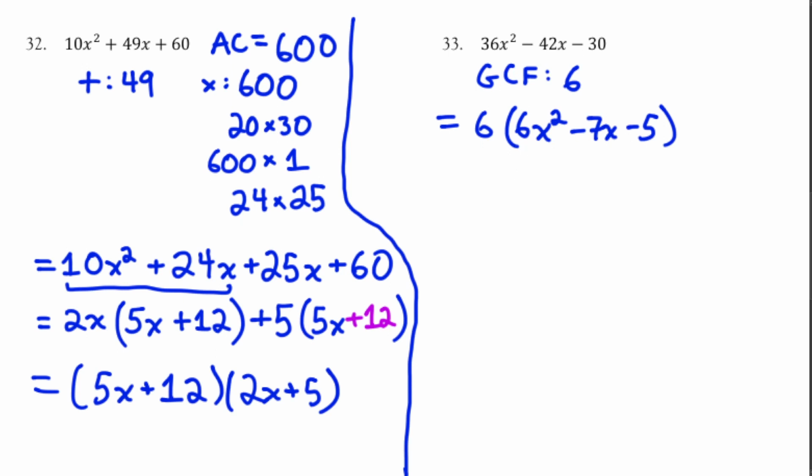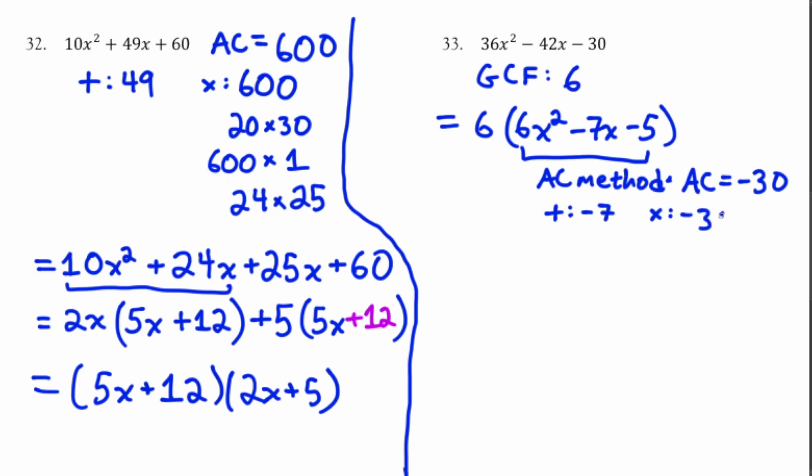It might make your life a little bit easier before you do the hard method. Then we'll do the hard method, namely the AC method, on just this part. The final answer will have a 6 and also the results of whatever we get from the AC method. So AC is 6 times negative 5. We want two numbers that add up to negative 7 and multiply to negative 30. This is so much better than if we looked for two numbers that add up to negative 42 and multiply to negative like 1,000.